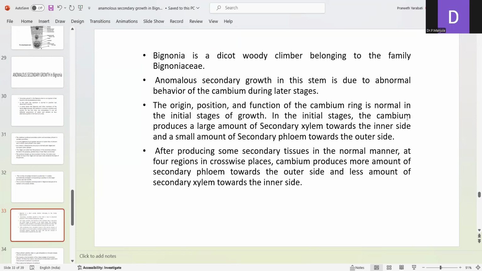In the initial stages, this cambium produces a large amount of secondary xylem towards the inner side and a small amount of secondary phloem towards the outside. After producing some secondary tissue in the normal manner, at 4 regions in crosswise places, the cambium produces more secondary phloem towards the outer side and less secondary xylem towards the inner side. Only at the 4 regions does it produce more secondary phloem and less secondary xylem.